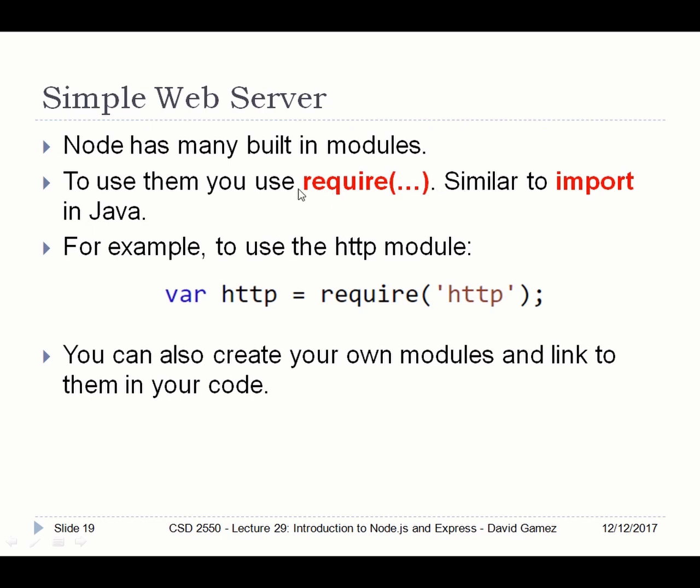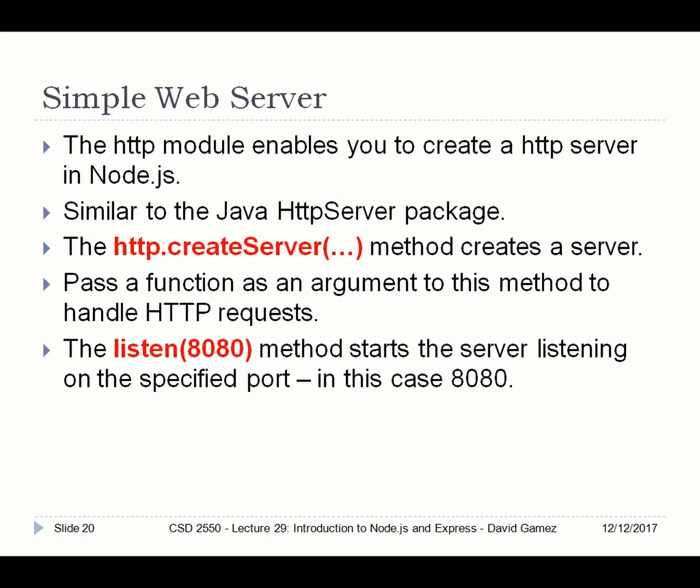Here in Node, we have to use the require statement to say which of the libraries, or modules, we actually want to use in this application. So if we want to use the HTTP module, which is what we're going to use for serving up our simple web server, we just do require HTTP. Then that returns a variable, which is typically an object or a function, and then we can do all the things that we need to do with this object or function within our application. You can also create your own modules and link to them in your code. Now the HTTP module is a very basic HTTP server.